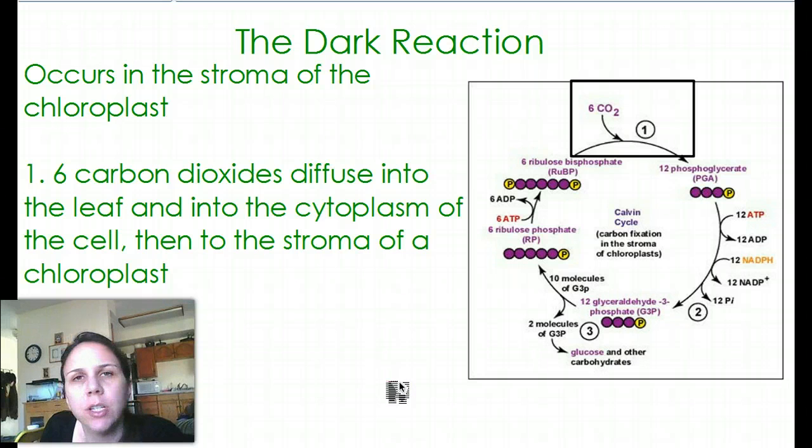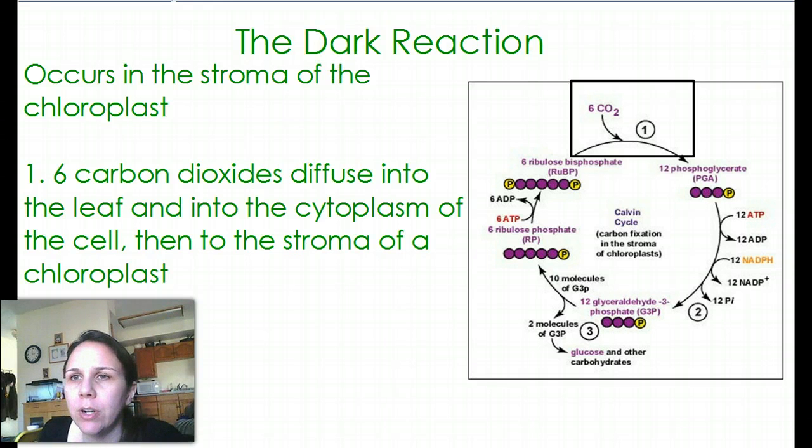The dark reaction is the second half of photosynthesis that can occur any time of day, or any time within a 24-hour period. It doesn't have to be in the dark. It's called the dark reaction because it doesn't need light. That's why it's also referred to as the light-independent reaction. So it could happen light or dark, whereas the light reaction only occurs in the light.